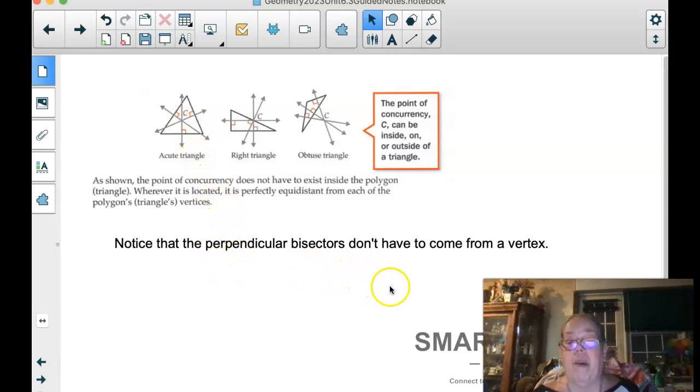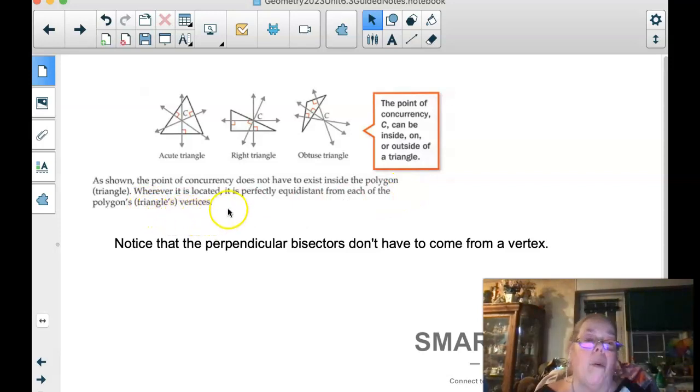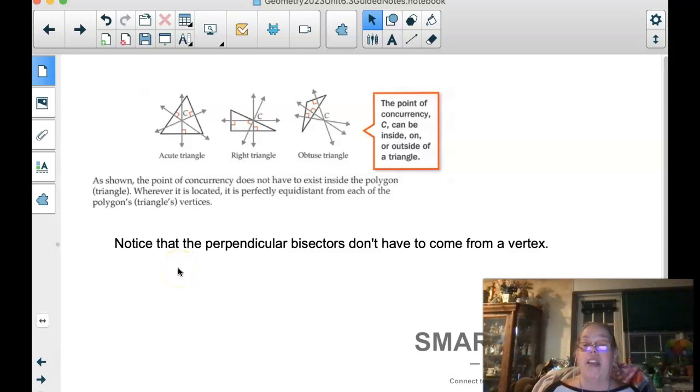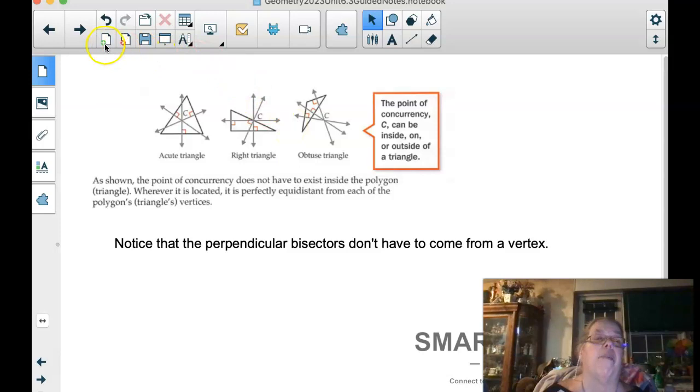Okay, again, perpendicular bisectors do not have to come from a vertex. As shown, the point of concurrency does not have to exist inside the polygon, here a triangle. Wherever it's located, it is perfectly equidistant from each of the vertices. Okay, so remember that one. Perpendicular bisectors are equally distant from each vertex. So this point right here is equally distant from here, and from here, and from here. Okay, that's something to remember because you'll use that in problem solving.